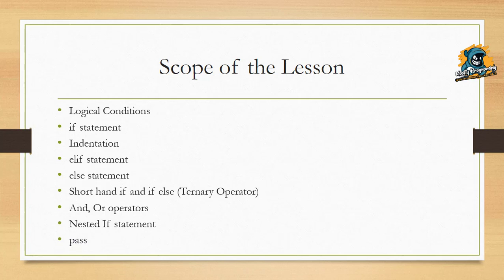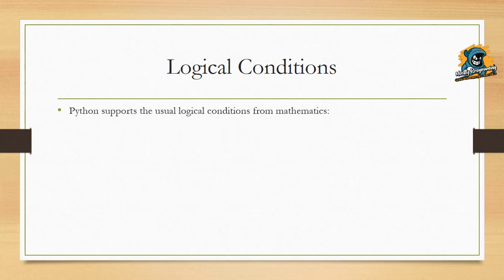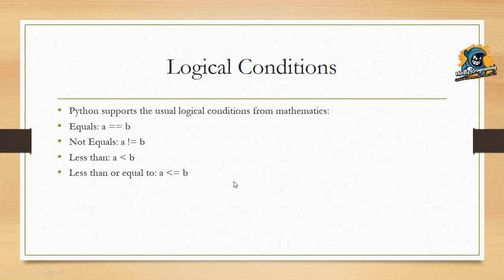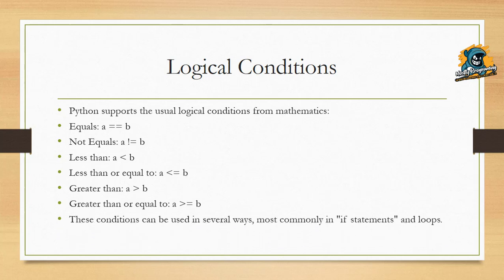So let's get started. Logical conditions. Python supports the usual logical conditions from mathematics, which are equal to, for comparison we use double equal to sign, we all know that. Not equals we use exclamation and equal to sign for not equal to. For less than we use the triangular bracket, less than or equal to triangular bracket and equal to sign, greater than the reverse triangular bracket, and greater than or equal to. These conditions can be used in several ways, most commonly in if statements and loops. In today's lecture we are going to see with the if statements.